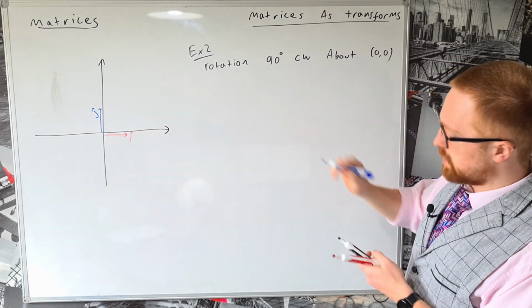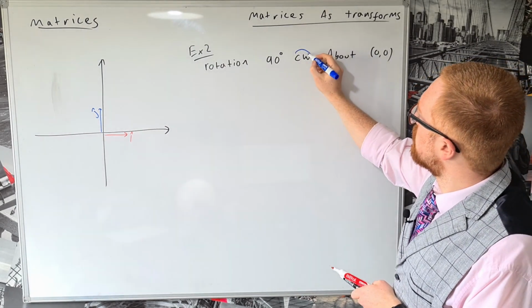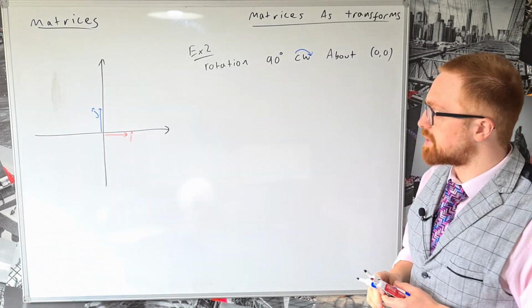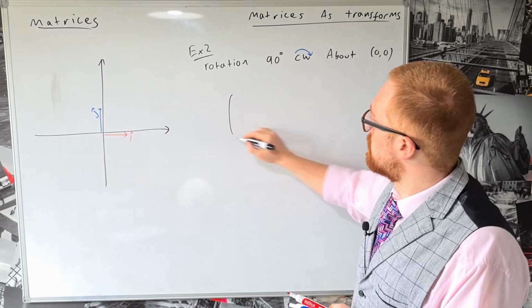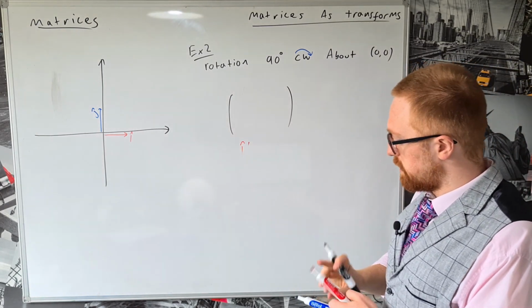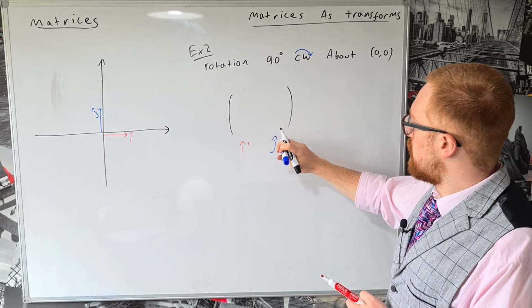So clockwise, just to remind ourselves, is in that direction. So let's see what happens. Remember, to write the matrix, we need to find the image of i hat and the image of j hat.